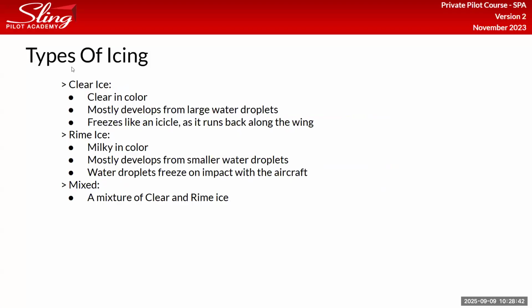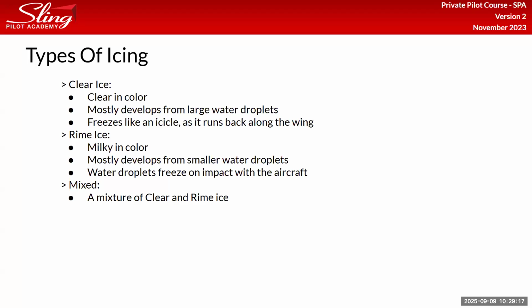Okay, I think actually first we're going to start on here. So types of icing, we have clear ice and rime ice, and then you can have a mix of clear and rime ice. So write these down. Clear ice, obviously they're talking about clear in color. It mostly develops from super cooled large droplets of water. They don't have super cooled in the slide on here, but that's important to know: clear ice is super cooled large droplets of water. And they freeze like an icicle because they run back along the wing.